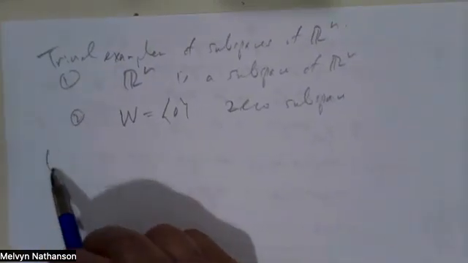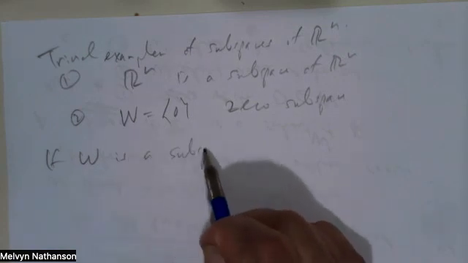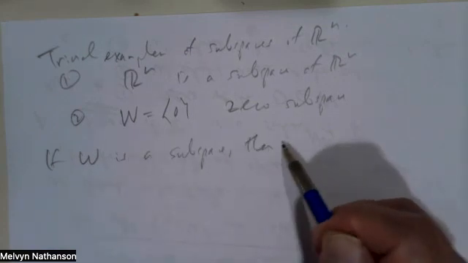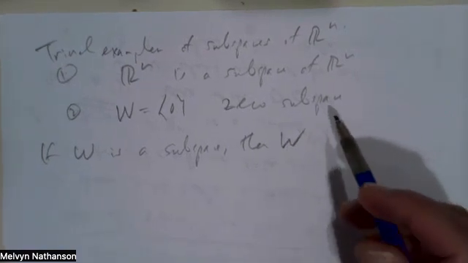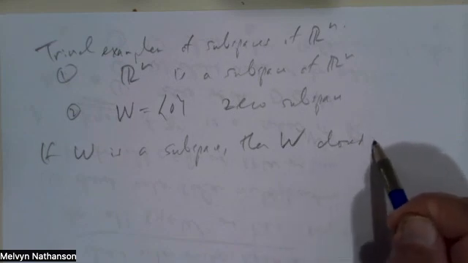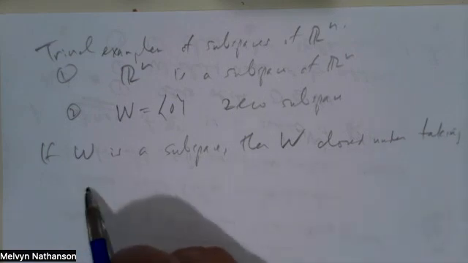Also, I should add that if W is a subspace, then W is not only closed under vector addition and scalar multiplication, W is closed under taking linear combinations of vectors.